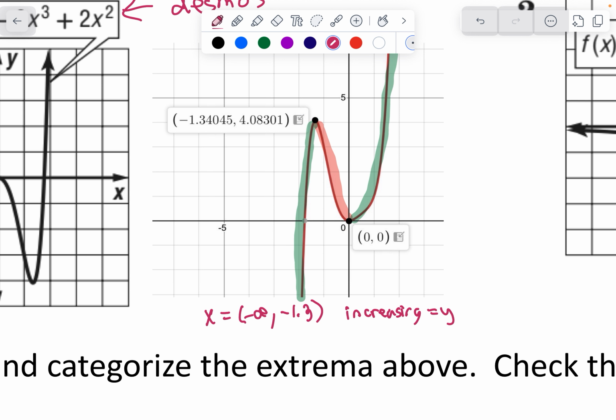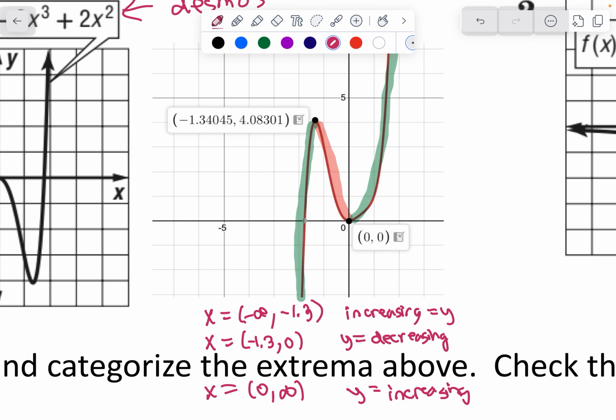So from an x value of negative 1.3 to 0, my y is decreasing. And then for an x value from 0 to infinity, my y is going uphill again. It's increasing. That's all you need to write. So this is describing, during this section of the x's, what's happening? The y's are increasing going uphill, decreasing going downhill, increasing going uphill.